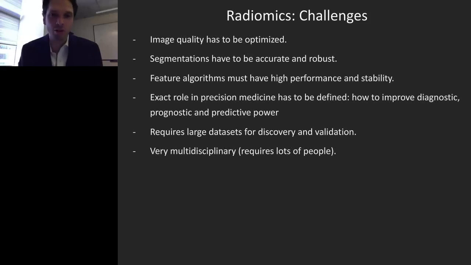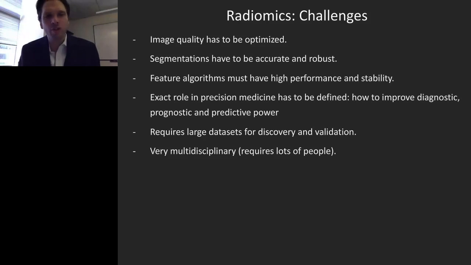So the challenges that have to be addressed by the field now is that we have to further optimize imaging quality. We expect that the performance of these biomarkers will only go up if the standardization is better. We have to develop better segmentation algorithms that are very accurate and robust and fast as well, so that they can be used by expert radiologists. But also we have to define radiomics feature algorithms that have a high performance and stability. But what is also very important is that we have to see what the exact role of these radiomics biomarkers is going to be in precision medicine.